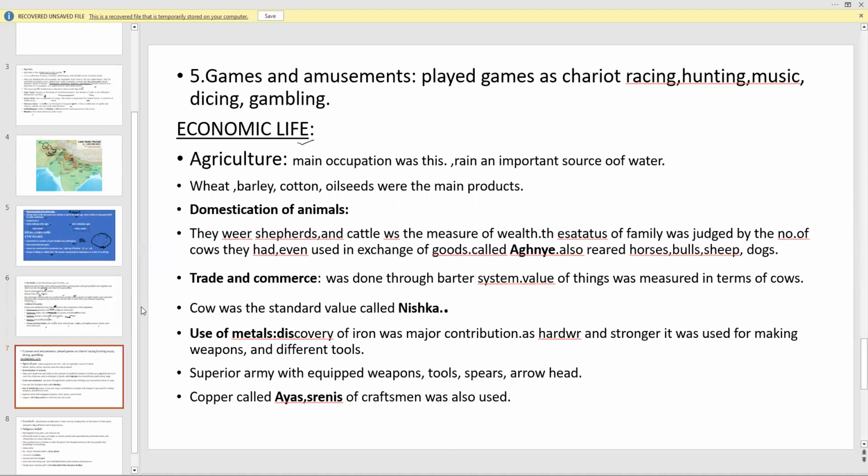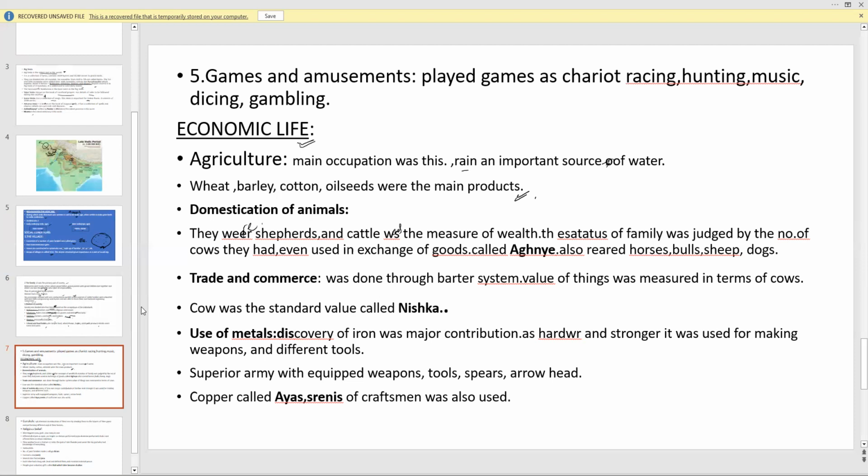Again, agriculture was the major part of their livelihood. The main occupation was that they all depended on the rain as well as the source of water. Then wheat, barley, cotton, and oilseeds were the main products. In domestication of animals, they were shepherds, the nomads, who moved from that particular area, or they took cattle herds with them. So the one who had a lot of cattle, it was the measure of wealth for them.